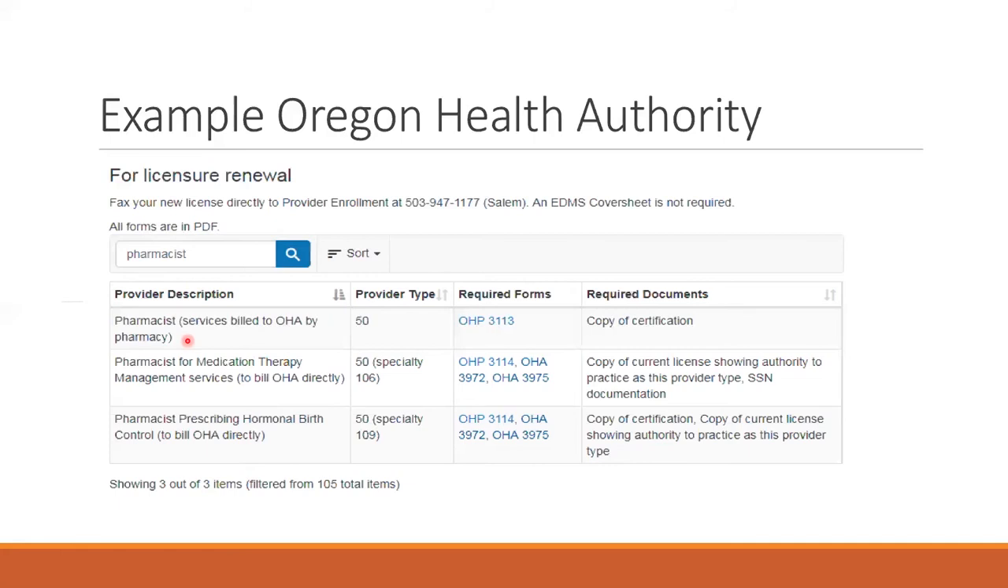And then we have pharmacist registration as a medication therapy management service provider, where they're billing directly and the reimbursement is going directly to the pharmacist. And then we also have pharmacist as a prescriber of hormonal birth control.